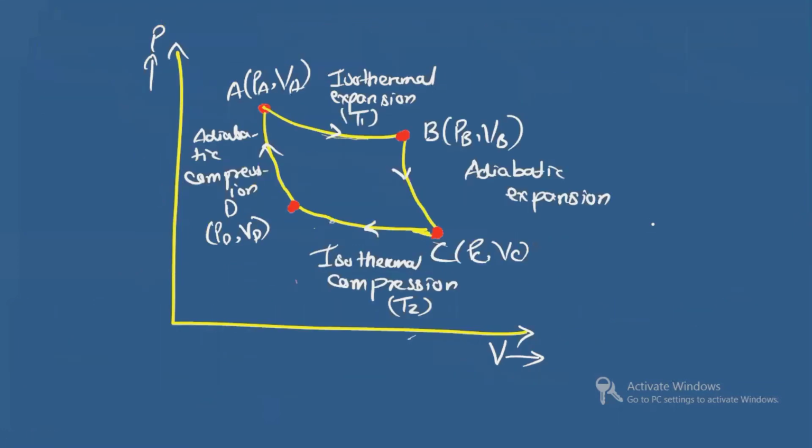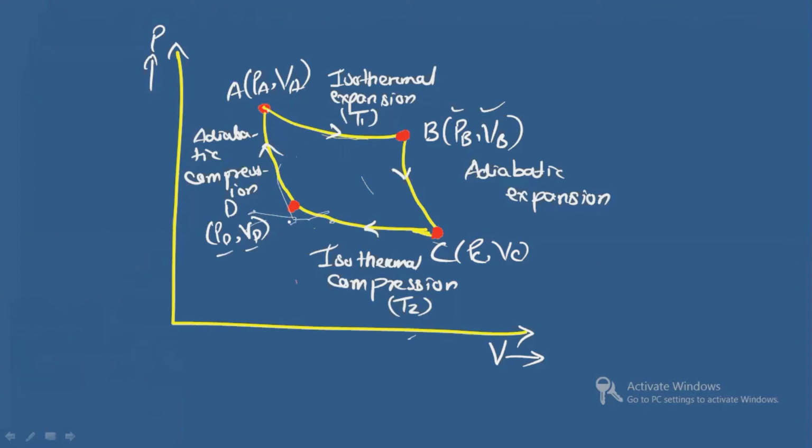Now we will see the PV diagram to understand what actually happens in a Carnot cycle. So you see here, these are the different states A, B, C, D. At the point A, pressure is PA, volume is VA. At the point B, pressure is PB, volume is VB. Similarly in C, the pressure is PC, the volume is VC. And at the point D, the pressure is PD and the volume is VD.